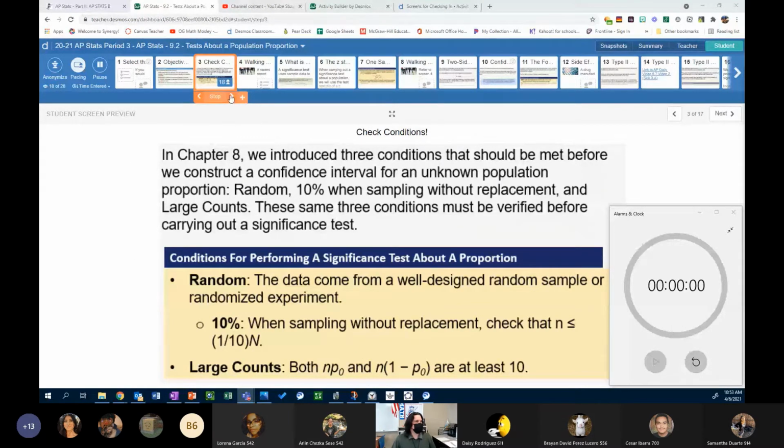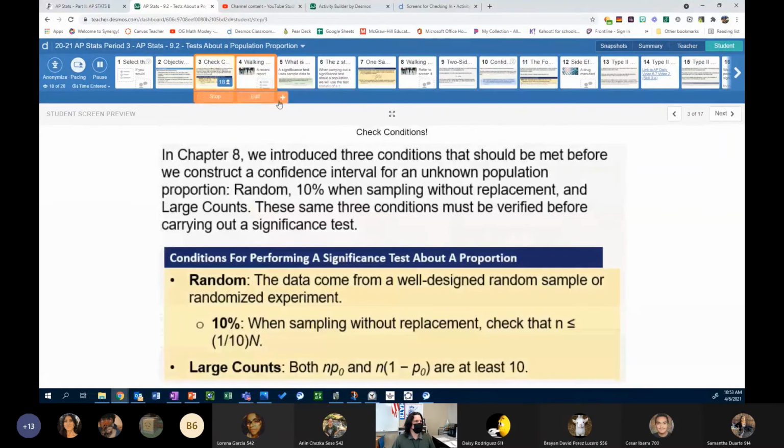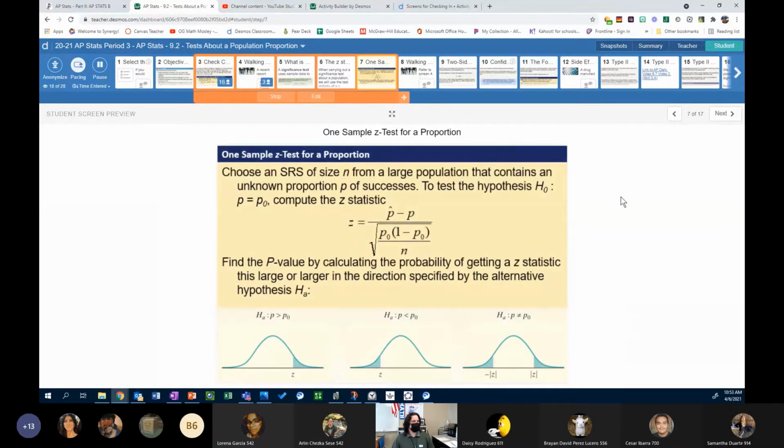So now we're going to scoot forward. Oh, I don't want to do it that way. I want to do it this way. And we're going to scoot all the way to screen 7. All right, that is the one sample z-test for proportion.